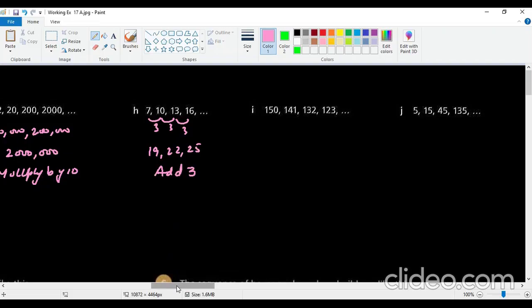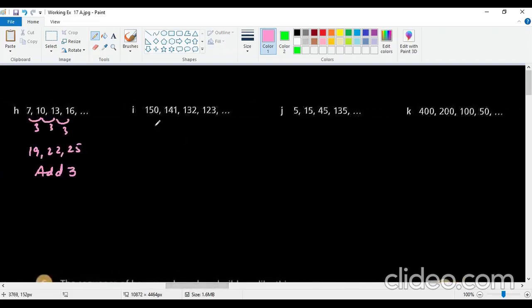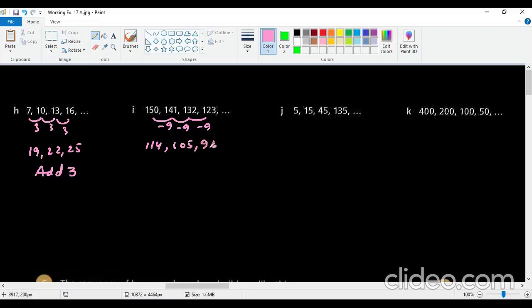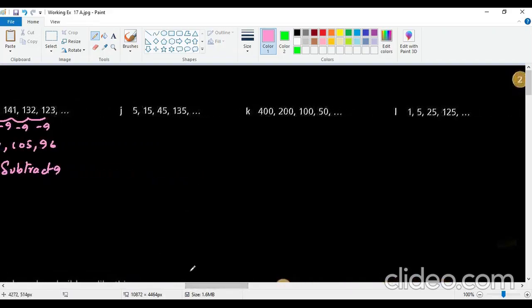When it comes to I, it is 150 minus 9, which is going to give you 141. 141 minus 9 is going to be 132. 132 minus 9 is going to give you 123. So the next number is going to be 114, and then 105, minus 9, and then again minus 9 is going to give you 96. So subtract 9 is the rule.